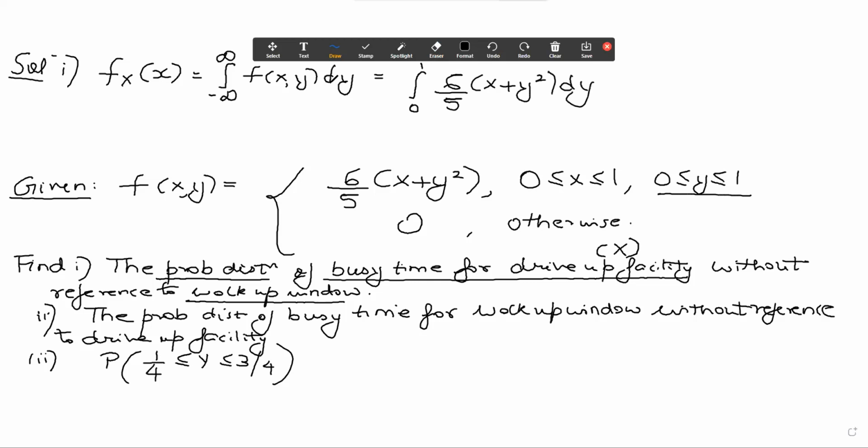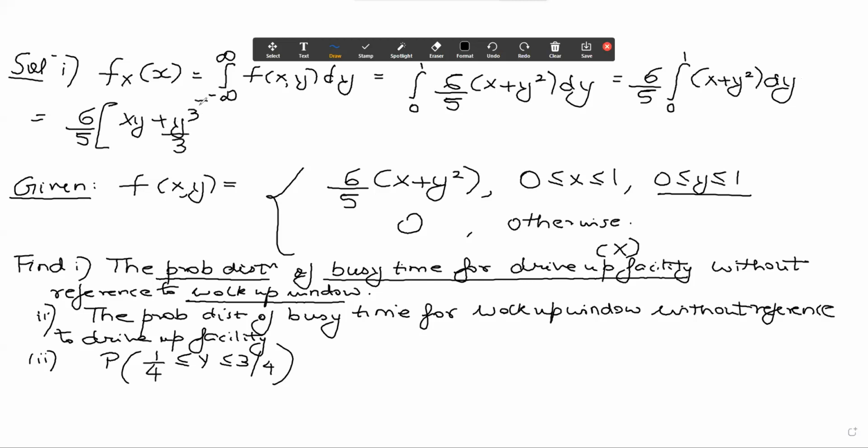That means we need to integrate with respect to y. So first of all, 6/5 comes out. Integral 0 to 1 of (x plus y squared) dy. Now this will further come out as 6/5 times, if I integrate x with respect to y, now x is a constant, I get xy, plus the integral of y squared, which is y cubed by 3. I will run this from 0 to 1.